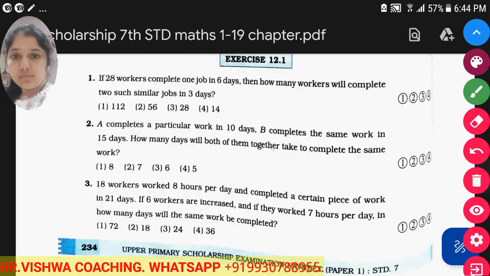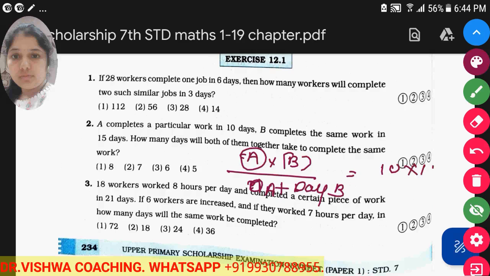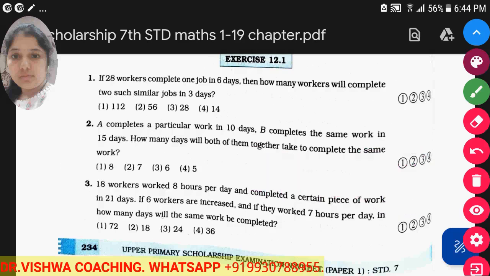Okay. Now see which formula we used. Work done by A in how many days, B in how many days, to complete one work: days of A into days of B upon days of A plus days of B. So A does the work in 10 days, B in 15 days, and 10 plus 15 in the denominator. Now just solve this to get your answer.